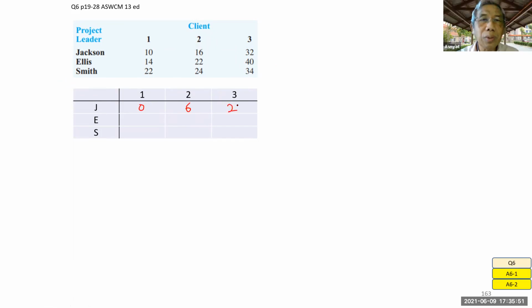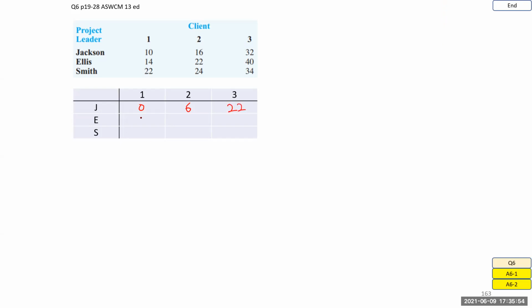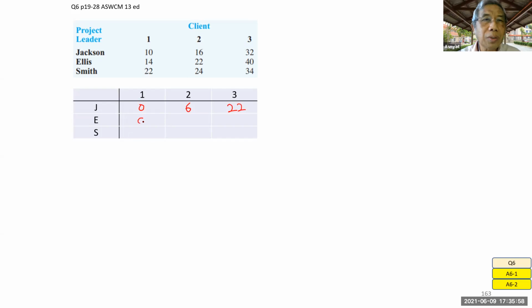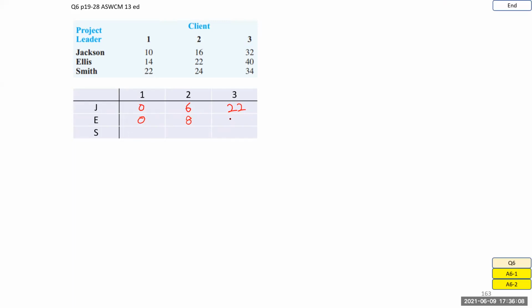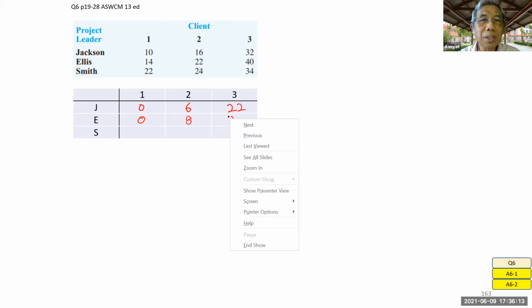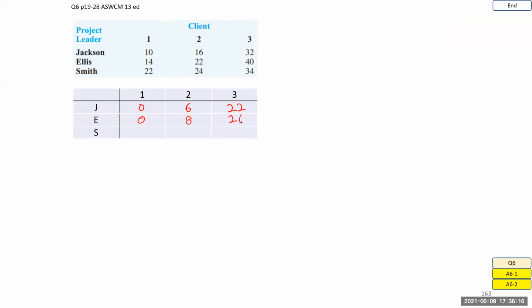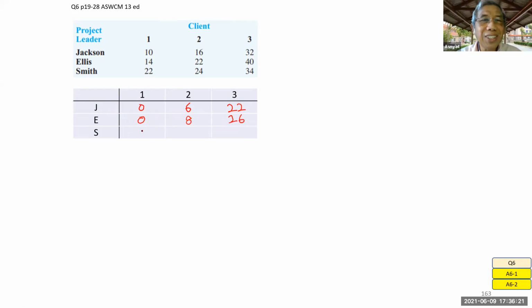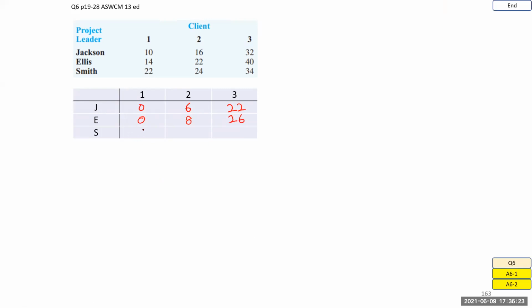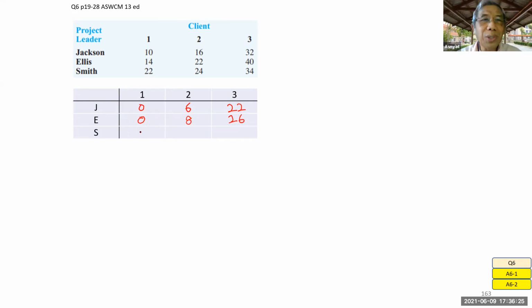Okay, let's do the second row. The second is also 0. 22 minus 8... I'm not calculating, I just rely on you. 26, right? 26. Are you all following? Yes. Okay. Now the third row, which one is the lowest?